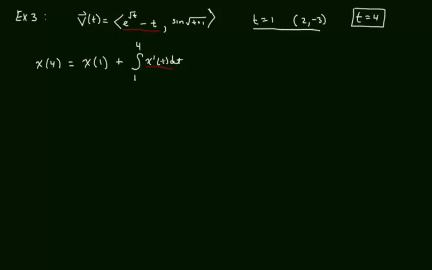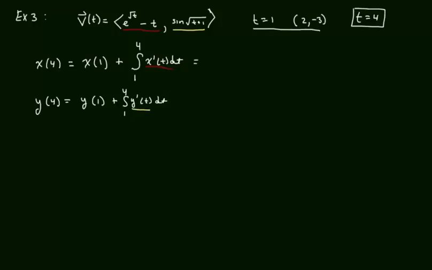Okie dokie. And in the same way, we will say what is the y position at 4? We consider where we start, y at 1, plus the displacement in the y, integral from 1 to 4, y prime of t dt. That comes from here.